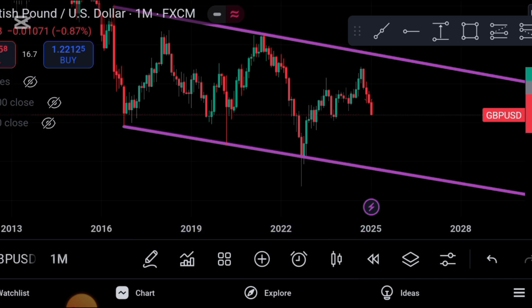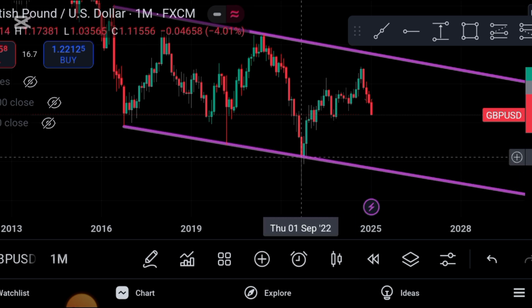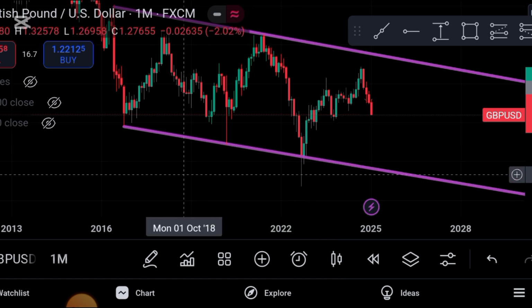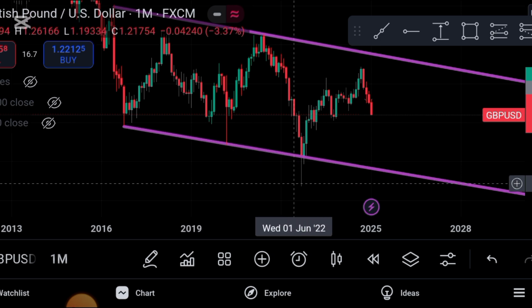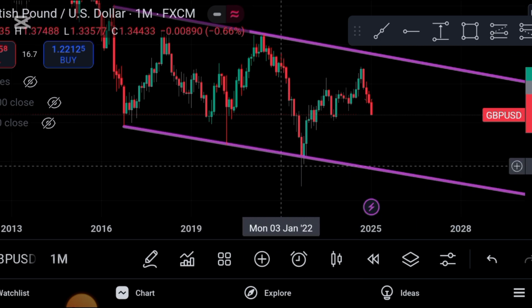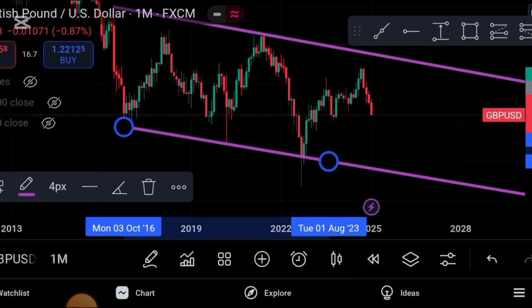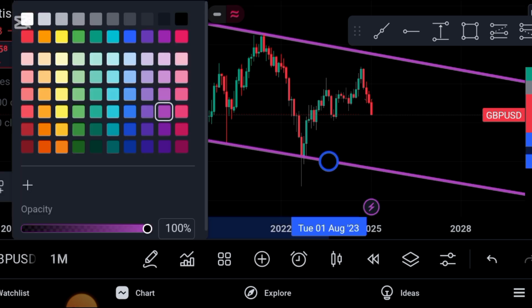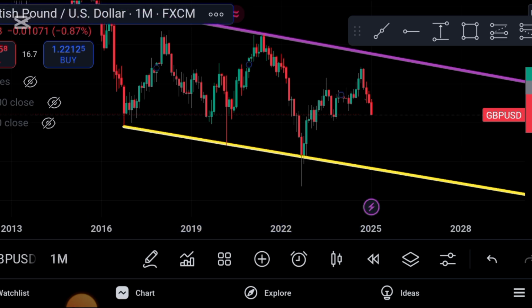It did reject off of this one. This was more of a fake out that happened here. So it went one touch point, two touch point, and then had a bit of a fake out and went back to the upside. I am going to change the colors because I prefer to know exactly which trend line is from which time frame.